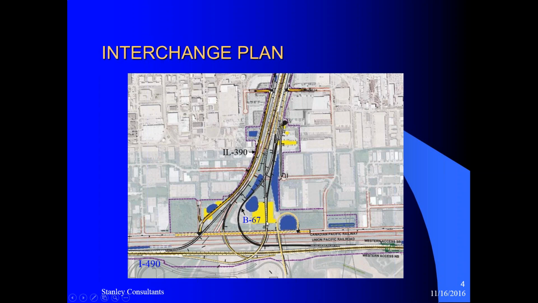This is the plan view of these expressways. Now it's tilted 90 degrees, so north is going from left to right. So this is the I-490 going south to north, and Elgin O'Hare Expressway, Illinois 390, going west to east. And these are the four ramps I will be discussing with you.